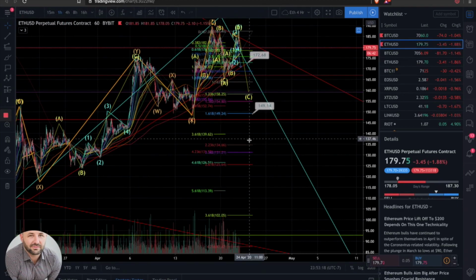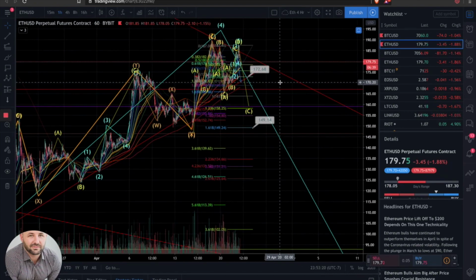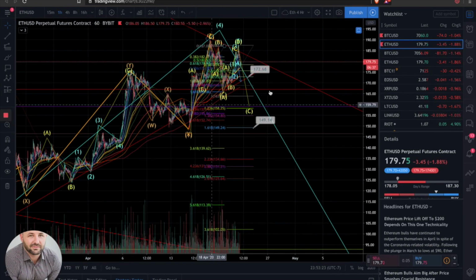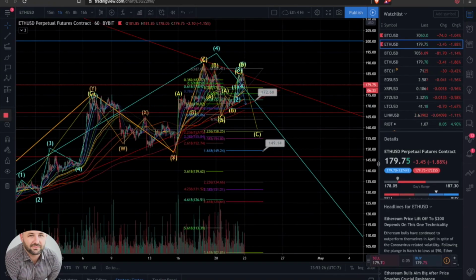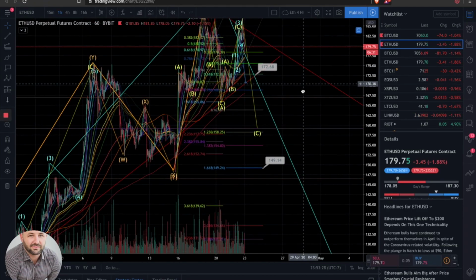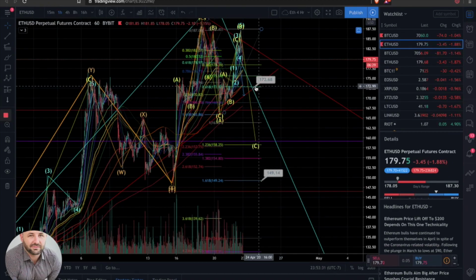So again, not perfect. I just want to try again, get an idea. But we've been riding this trend line the entire way up, and that's really what we want to take a look at as well. And again, we want to look for areas of confluence. So we have the 618 that can land right here at 172.